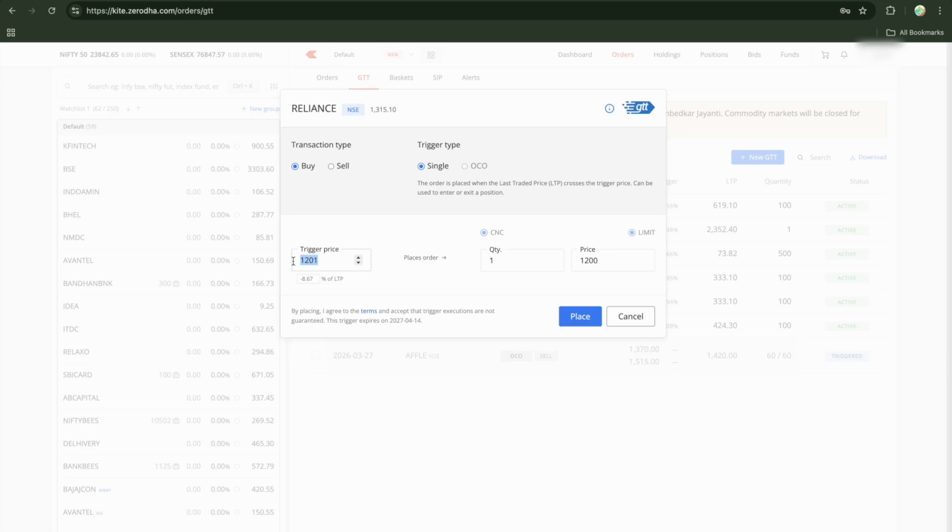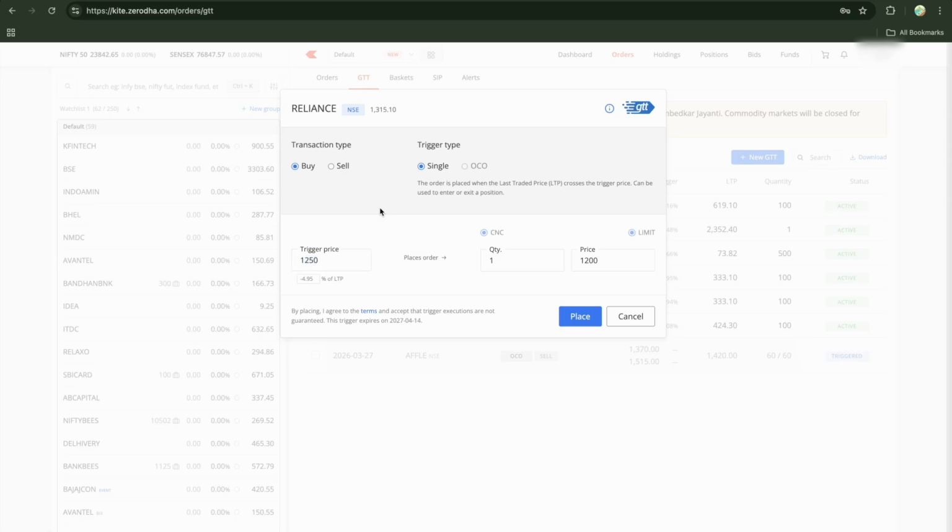So in a falling stock, this price will be reached first. Let us say 1250. At this point the order will be created and posted to the exchange, and at that time your order price will be 1200. So this is for a falling stock.